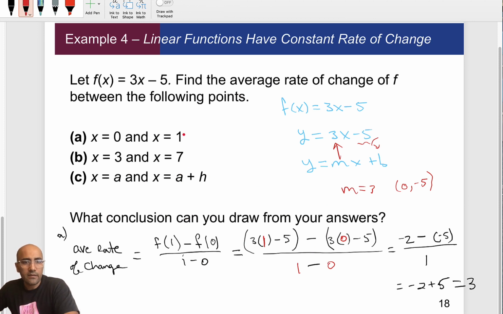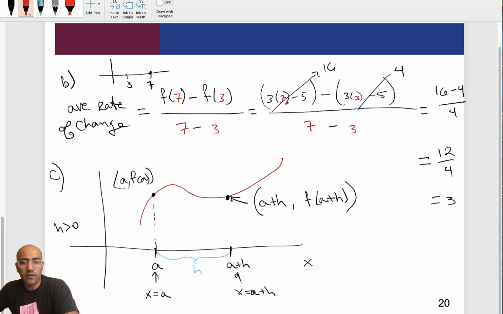So when we had this equation, 3x minus 5, we wanted to find the average rate of change when x changes from 0 to 1. We plugged it into our equation, we did our work, and we got an answer of the average rate of change equals 3. When we wanted to find the average rate of change as x changes from 3 to 7 for this function, we plugged it all in, did our work, and we got an answer of 3.